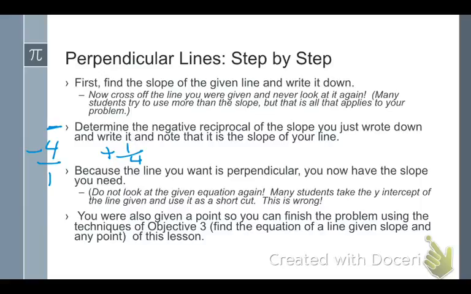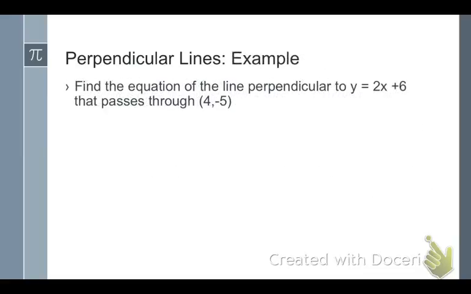So you have the slope you need, and forget about the equation they gave you. Cross it off. And then you take the point you were given and find the equation of a line using slope and a point. Here's an example.